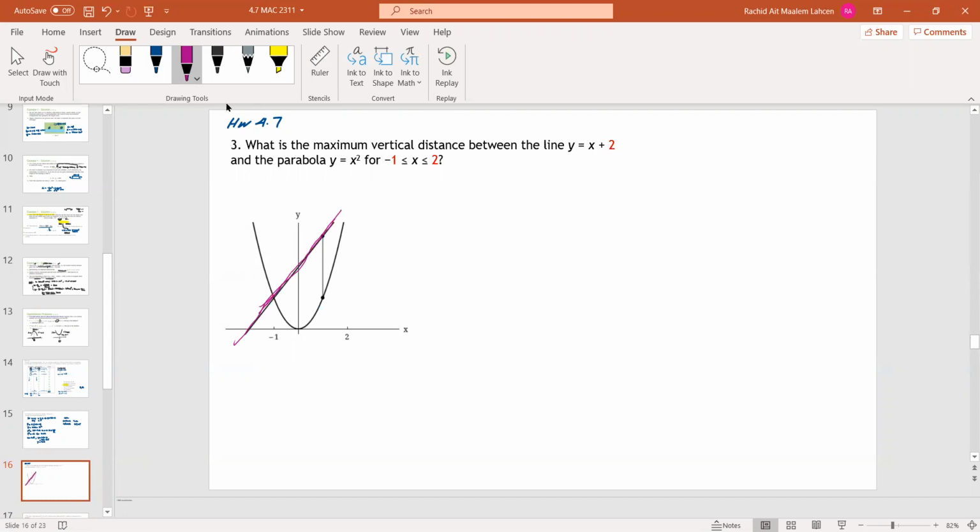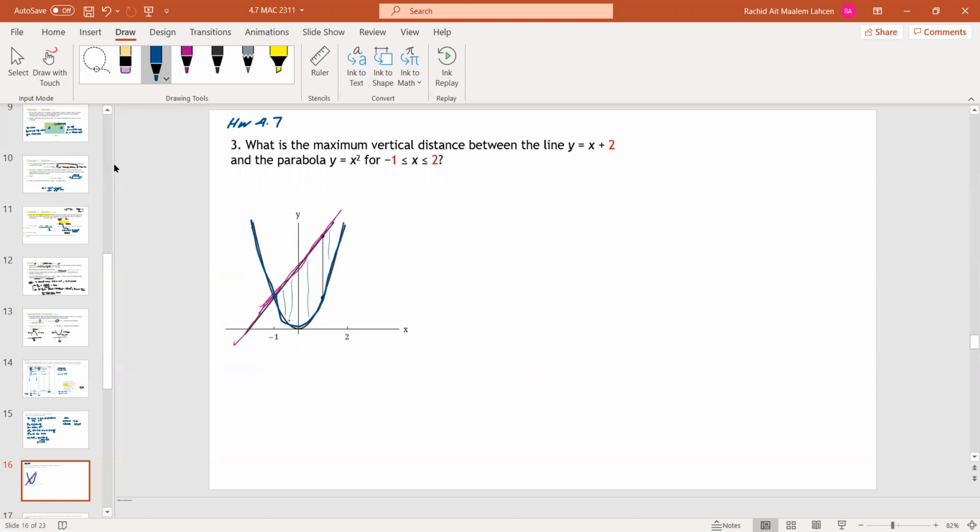So y equals x plus 2 is this, and the parabola is this. And the question is, what is the maximum vertical distance? And you see this vertical distance becomes 0, then it changes. So what is the maximum vertical distance here between these two?